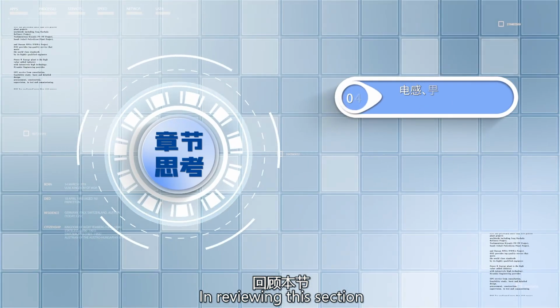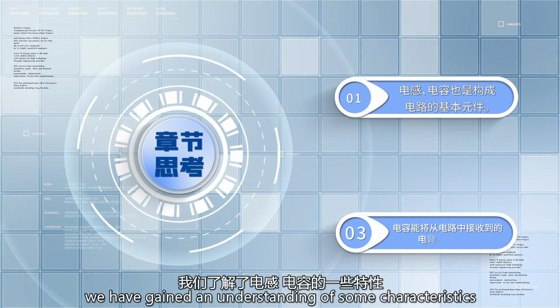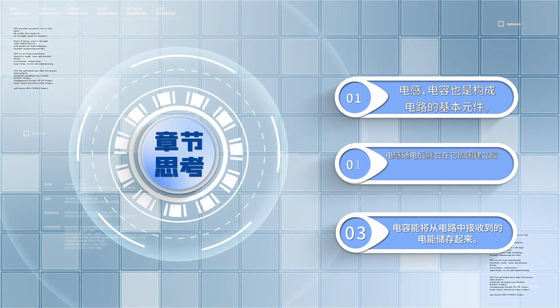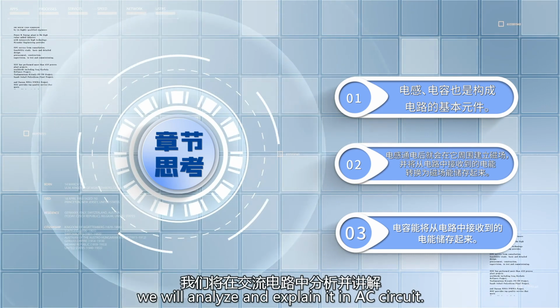In reviewing this section, we have gained an understanding of some characteristics of inductance and capacitance. As for the applications, we will analyze and explain them in AC circuits.